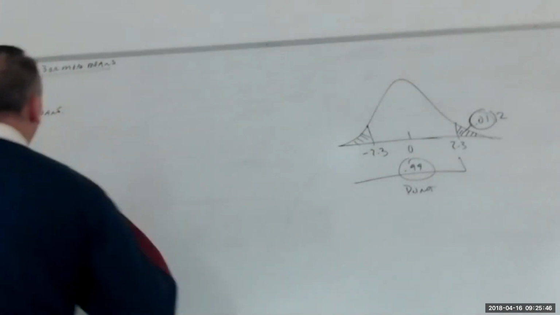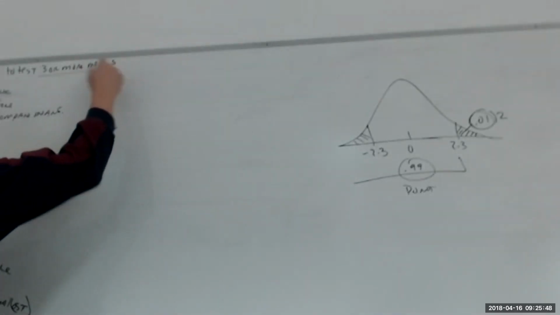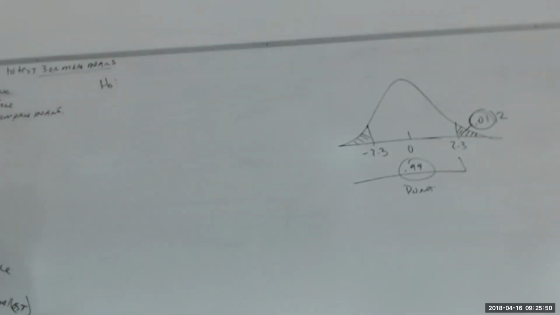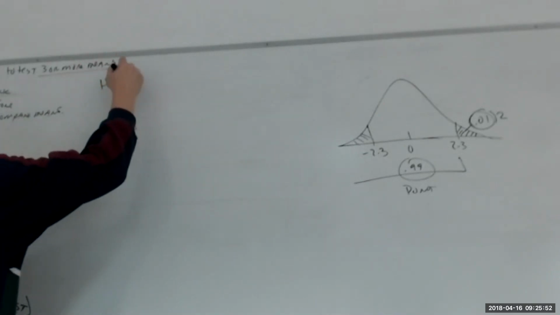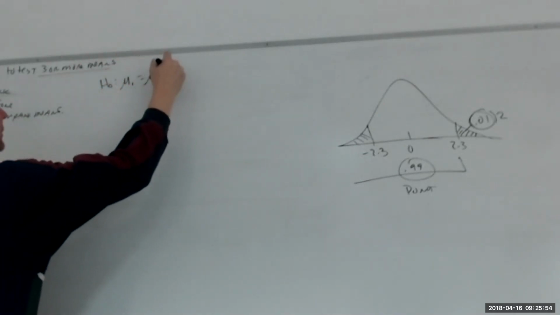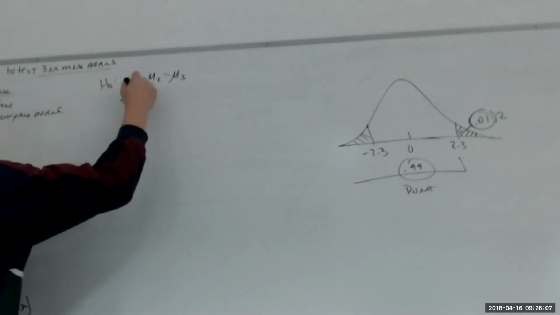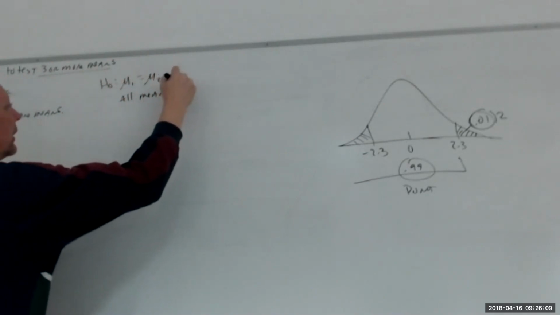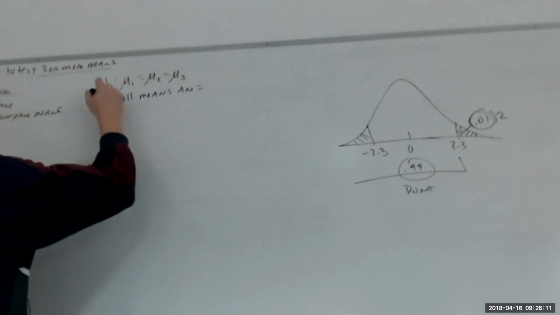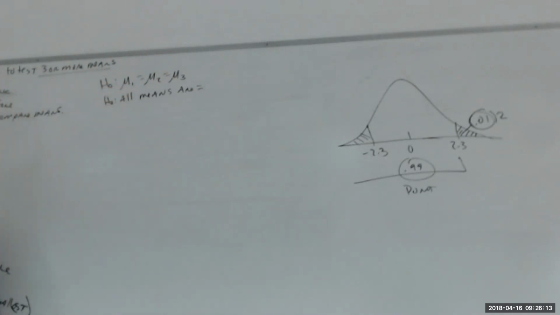When we talk about the null hypothesis for an ANOVA test, you could say that mu1 equals mu2 equals mu3. This is one of the very few rules that I'm going to let you break. You could say that all means are equal. I will let you get away with that, especially if you have like 7 means out there.